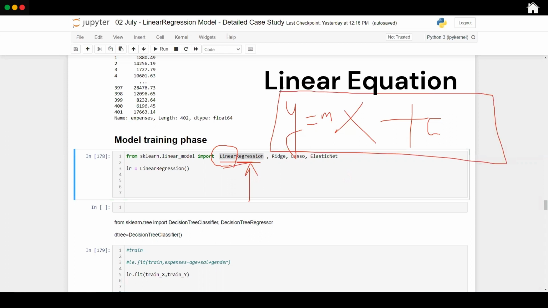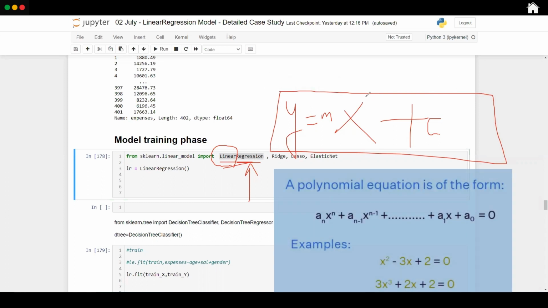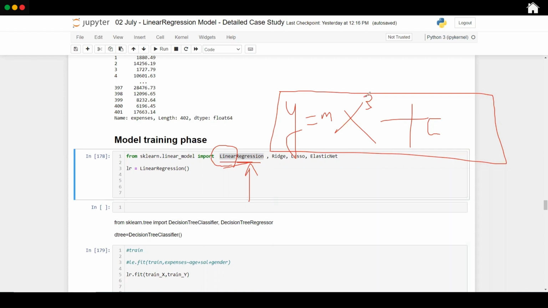In the field of maths, this is a linear equation of degree 1. There is no polynomial equation. When we talk about polynomial regression, it will become like x square, x cube: y is equal to m of x square plus c, or y is equal to m of x cube plus c. That will be a polynomial equation. We will talk about it later. But today our objective is the linear equation of degree 1. So if you have x1, x2, all of these variables, the features have degree 1. That is what makes it a linear equation.